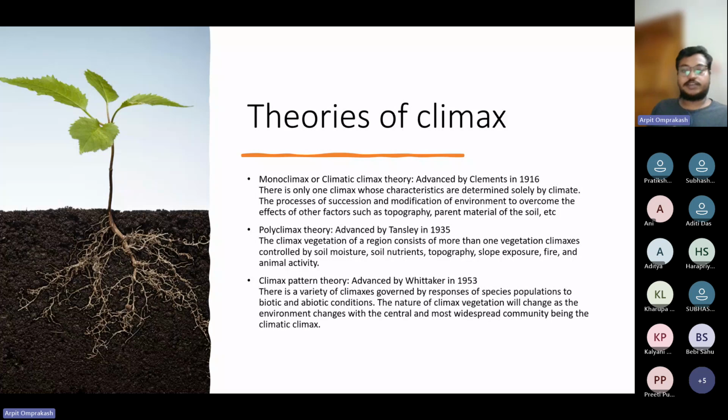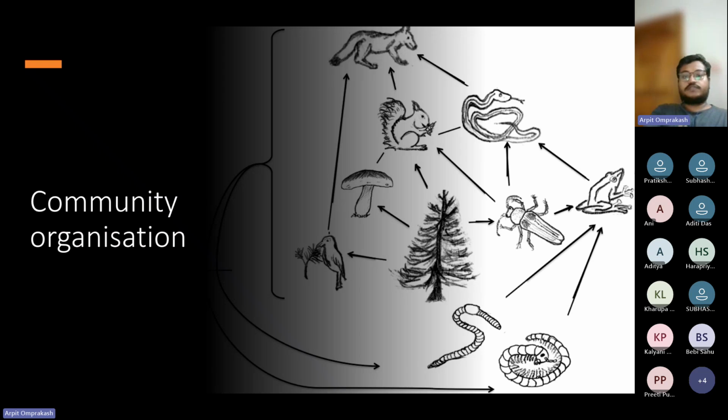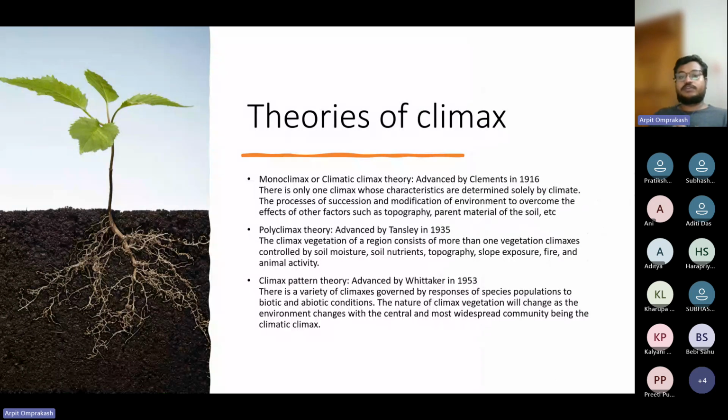Again, we have different theories that people have put forward to basically determine what will be the climatic vegetation or climatic community in a given area. So the first is called the monoclimax or climatic climax theory, which was advanced by Clemens in 1916. So basically, Clemens states that there is only one climax whose characteristics are determined solely by climate, the processes of succession and modification of environment to overcome the effects of other factors such as topography, parent material of soil, etc.